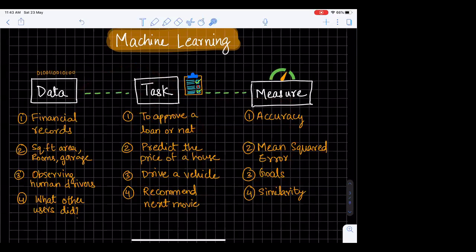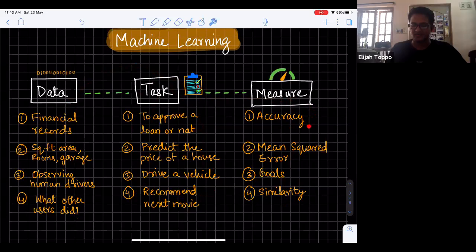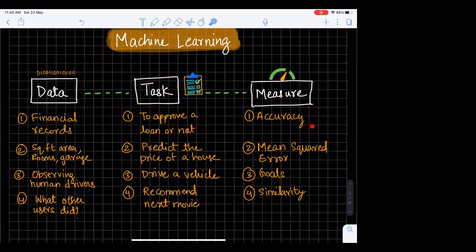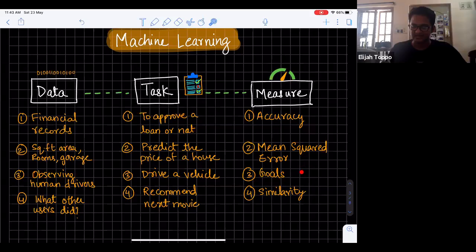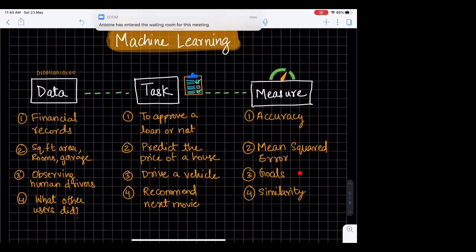So Elijah, this measure you have mentioned, right? Yes. So it's a way to validate your ML program, right? Yes, it's a way to validate your ML program. And only once the measure gives a good result can we finally implement. For example, in the driving vehicle scenario, we cannot fully implement that ML unless the goals are met consistently. Exactly. So this is just a way of maturing your program using the measures.